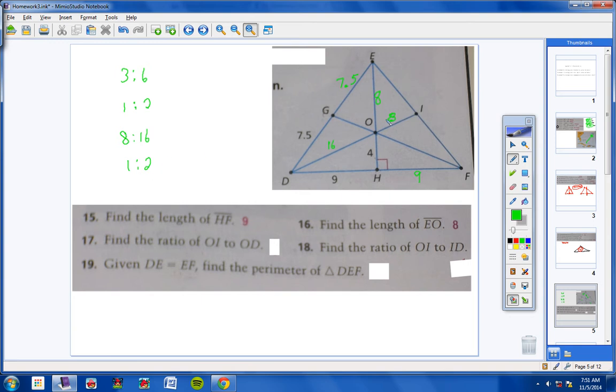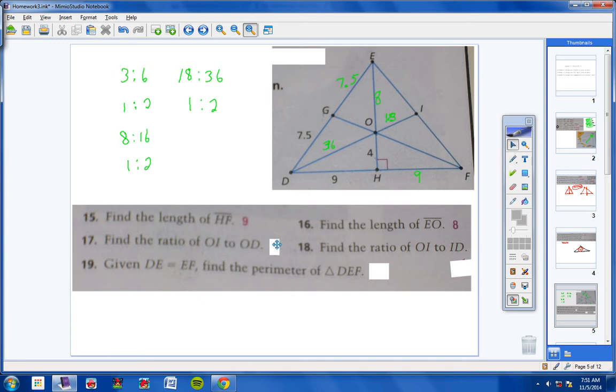Let's say this length here from O to I is 18. Well, this length over here would be 36. So the ratio would be 18 to 36, which reduces to 1 to 2. So either way, no matter what numbers you put for the length of OI and OD, you will still get the ratio 1 to 2.